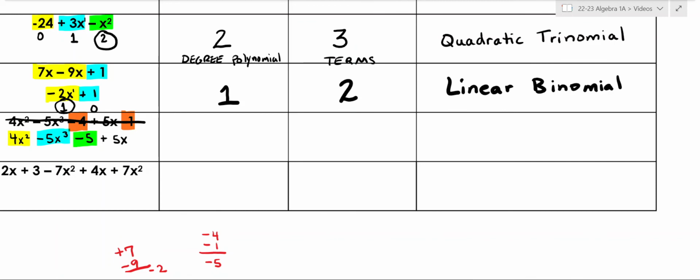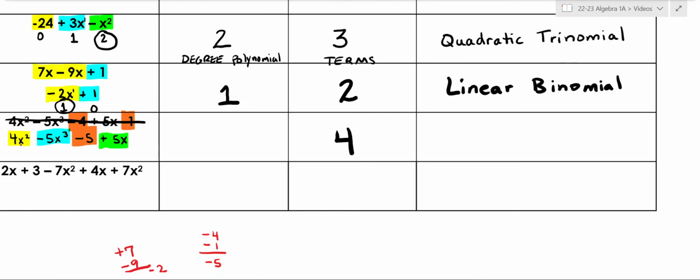Oops. The colors are not meant for us to get confused. 3 and 4. Here we go. Now that means 4 terms, not making that boo-boo again. Now to find the degree of the polynomial, we have to look at the degree of each individual term.